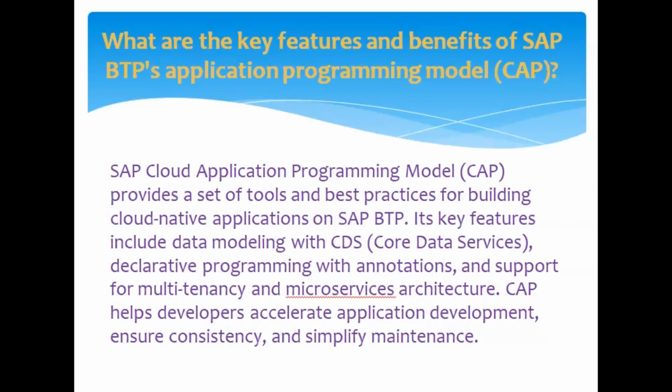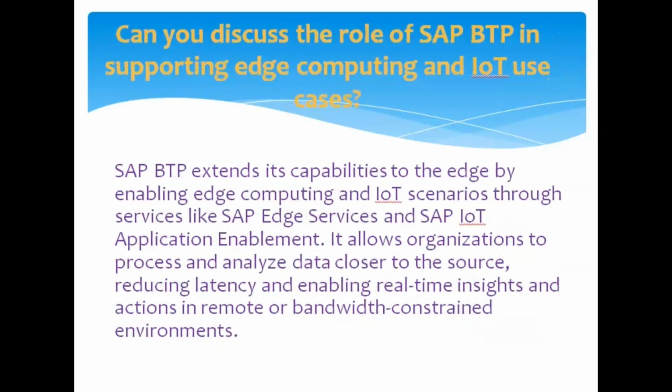Answer: SAP Cloud Application Programming Model provides a set of tools and best practices for building cloud-native applications on SAP BTP. Its key features include data modeling with CDS, Core Data Services, declarative programming with annotations, and support for multi-tenancy and microservices architecture. CAP helps developers accelerate application development, ensure consistency, and simplify maintenance.